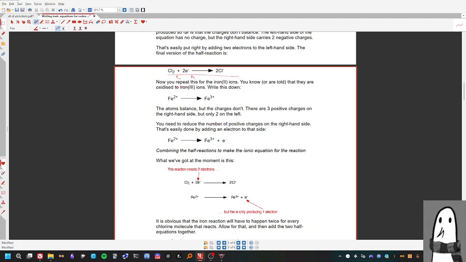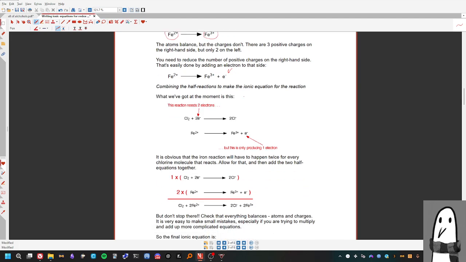Now you repeat this for the iron 2 ions. You know, or you're told, that they're going to be oxidized, so they lose electrons. So you can write Fe2 plus into Fe3 plus. However, the charges don't balance, but the atoms do. So you just want to balance the charges. So there's 3 positive and 2 positive. So you can just add in an electron on the right side to balance it.